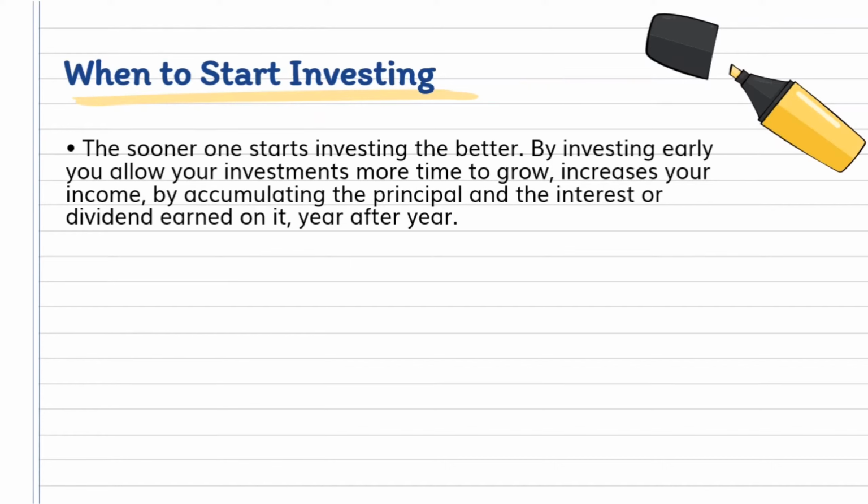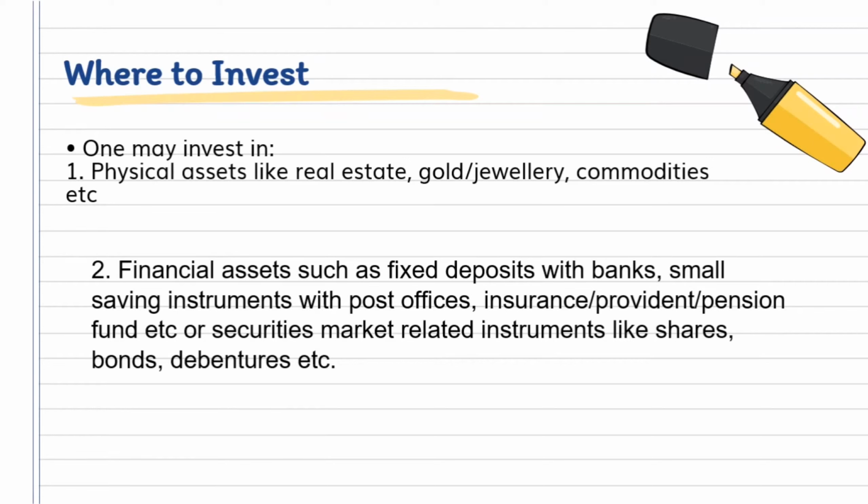Where to invest? One may invest in number 1, physical assets like real estate, gold, jewelry, commodities, etc. Number 2, financial assets such as fixed deposits with bank, small saving instruments with post offices, insurance, provident, pension fund, etc. or securities market related instruments like shares, bonds, debentures, etc.